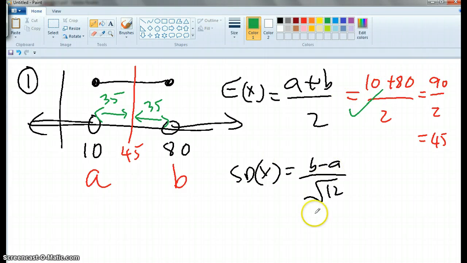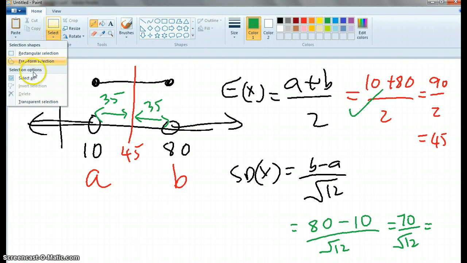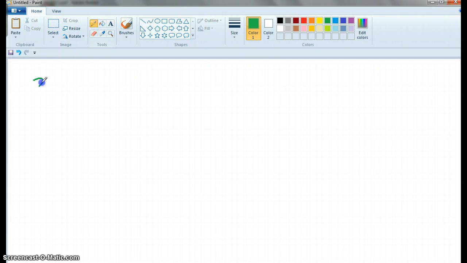Now the standard deviation, b minus a divided by the square root of 12, so 70 over the square root of 12. Pop that in your calculator. Okay, nice. So that's number 1. You can finish that yourselves. Let's look at number 2.